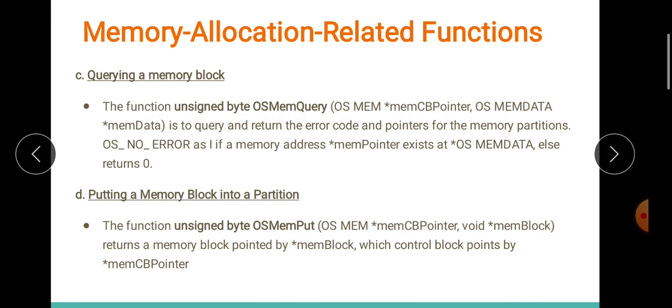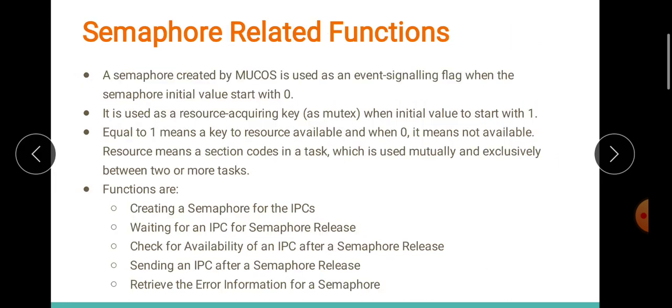So far we have seen the system level service functions, the task service functions and the memory allocation related functions. Finally, we shall see the semaphore related functions. We are already familiar with what semaphores are. They are used for synchronization and resource sharing. We have already discussed during the features section that the semaphore created by your MUCOS can be used as event signaling flags, and can also be used as mutex functions, right.